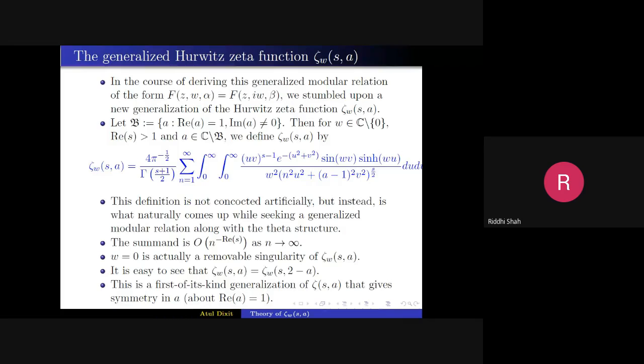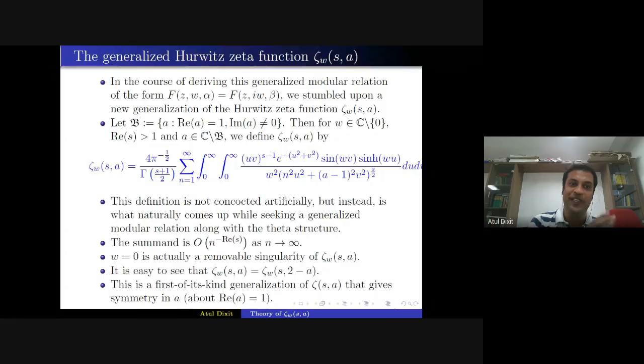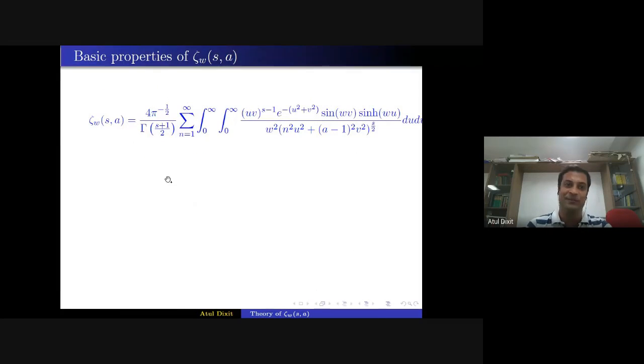So this generalized Hurwitz zeta function, does it reduce to the Hurwitz zeta function for some special values? No, it reduces when w is equal to 0. So that's on the next slide. I'll discuss that part.